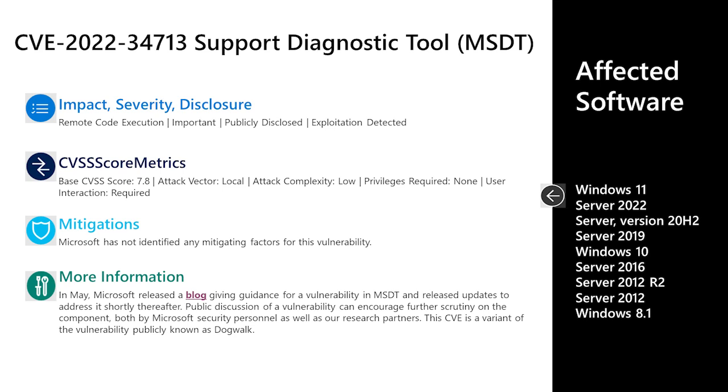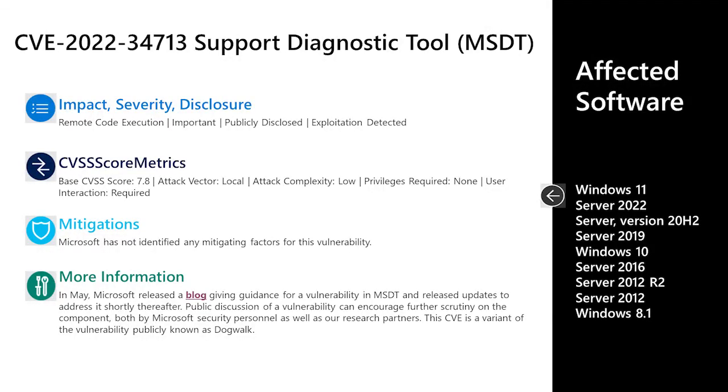The attack vector is local. The attack complexity is low. Privileges required is none, and user interaction here is required. So a threat actor needs some kind of action for a user to take in order to leverage this. There's also a blog. If you're interested, there's a link, and I'll include it at the end of the slide deck or at the end of this video as well.